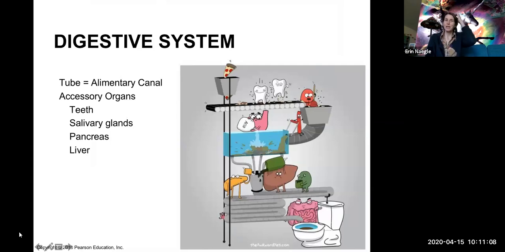Okay. So digestive system, here's what we're going to do. We're going to talk about the tube, also known as the alimentary canal, and then talk about its accessories, which include the teeth, your salivary glands, and things like the pancreas and liver. Shown here, pancreas, liver, gallbladder, storage of the bile.